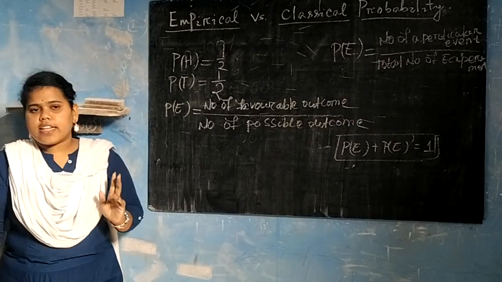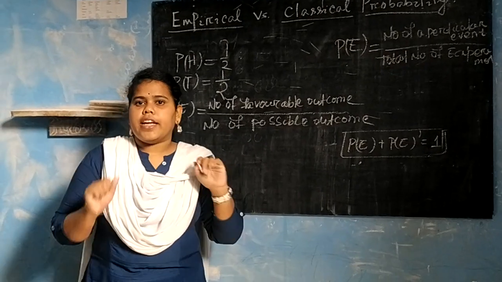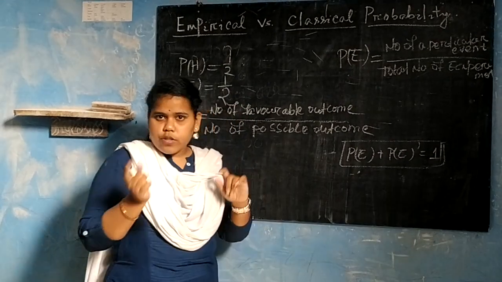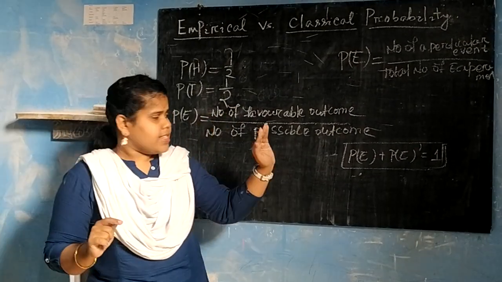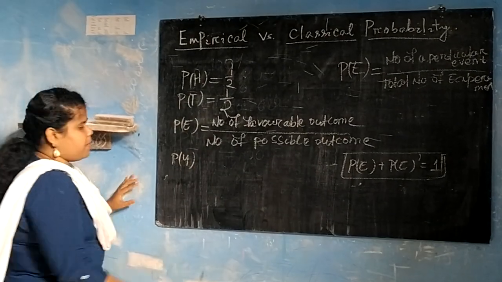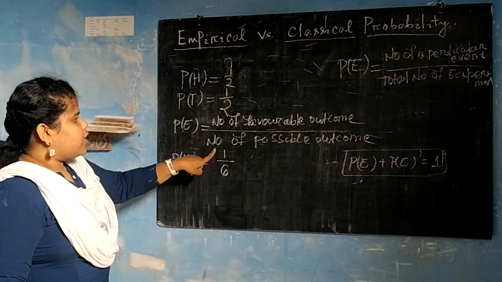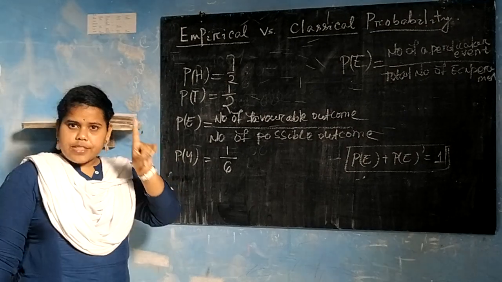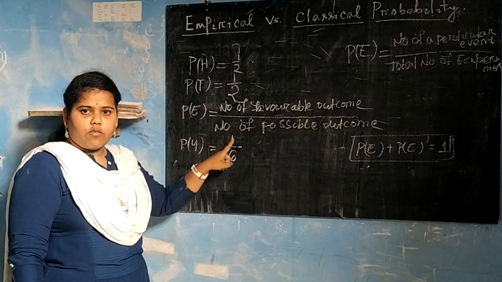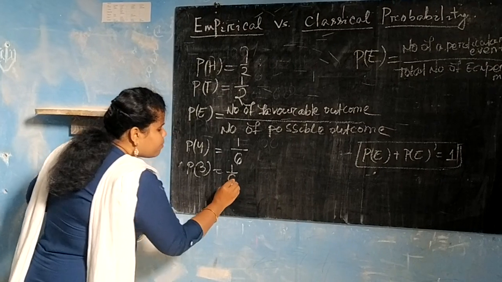Okay, let's take another example. When I throw a dice, what is the number of possible outcomes? Here the number of possible outcomes is 6. A dice has 6 sides, from 1 to 6. Then what is the probability of getting 4? Probability of getting 4 is equal to 1 by 6, because here the number of favorable outcomes is 1, that is 4, but the number of possible outcomes is 6. So P(4) is equal to 1 by 6. Similarly, P(3) is also equal to 1 by 6.